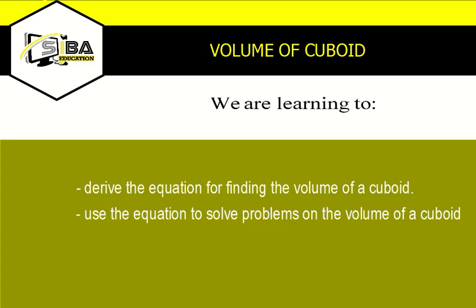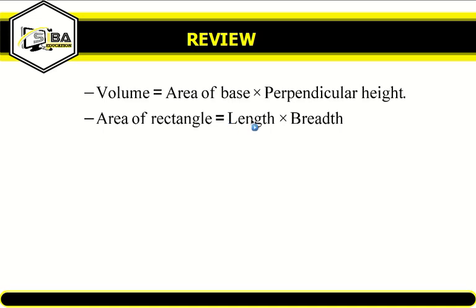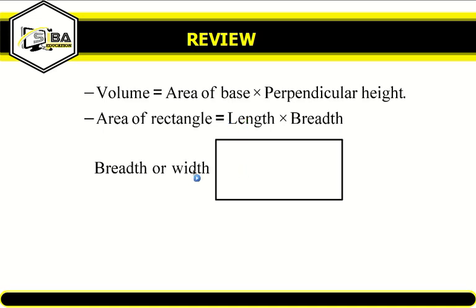But before that, let's revise what we learned in our previous lesson. In our previous lesson, we learned that the volume of any solid shape is given by multiplying the area of its base by its perpendicular height. Now, for the purpose of this lesson, we also have to remember the equation for finding the area of a rectangle. I'm sure you have remembered that the area of a rectangle is given by multiplying its length by its breadth. Now let's look at how we can derive the equation for finding the volume of a cuboid.